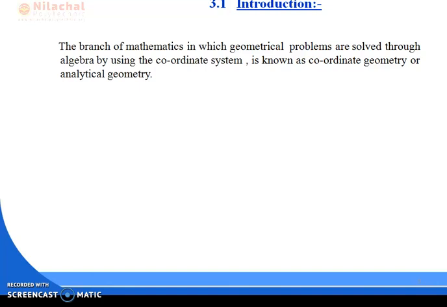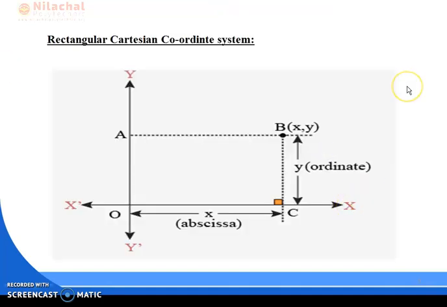Now we talk about the rectangular Cartesian coordinate system. First of all, what do we mean by rectangular coordinate axes? Let X'OX and YOY' be two mutually perpendicular lines, 90 degrees to each other, called the coordinate axes, intersecting at a point O. These two axes intersect at point O, which is called the origin.